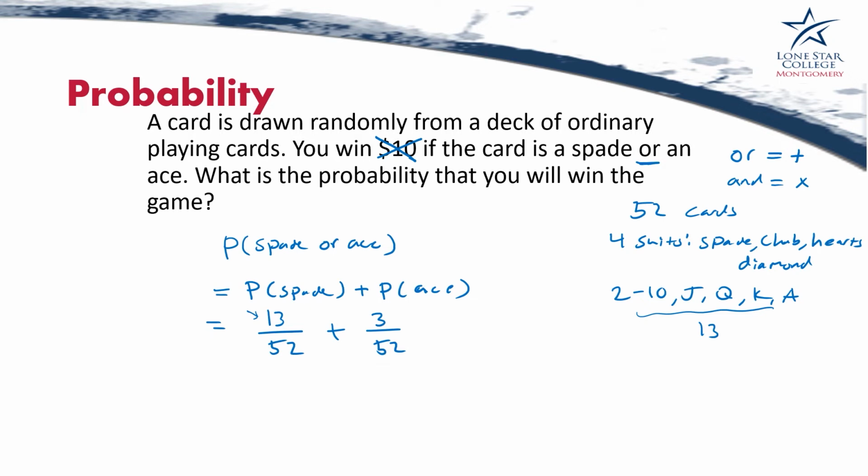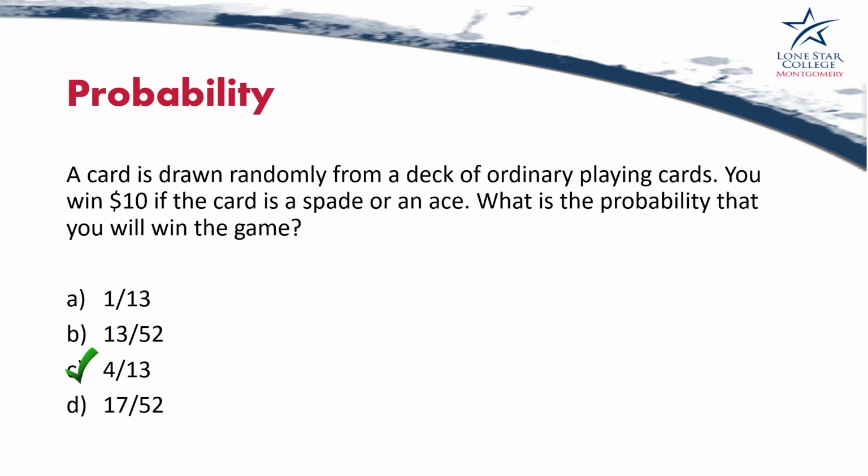So now that we know our probabilities, and we see that our denominators are the same, we can just add them. 13 plus 3 gets us 16 out of 52. And always reduce. We know we can divide by 4, top and bottom. Gets us 4 out of 13. So the probability of you drawing a spade or an ace is 4 out of 13, which is answer choice C.